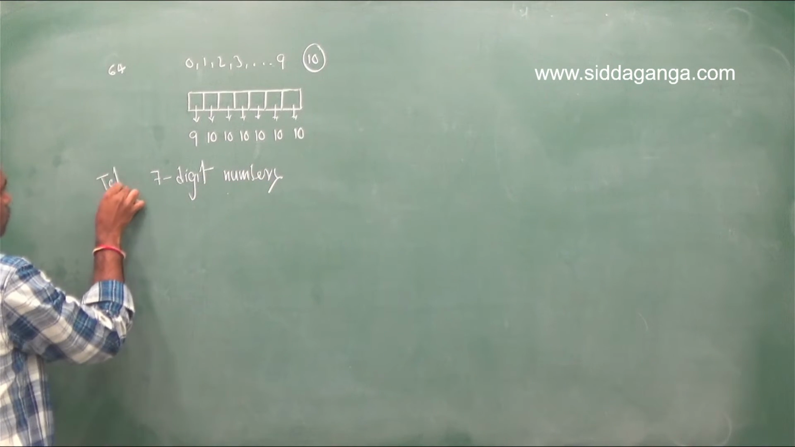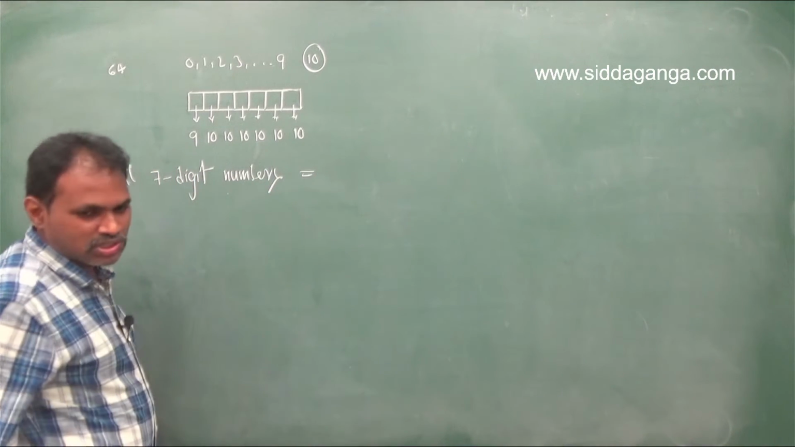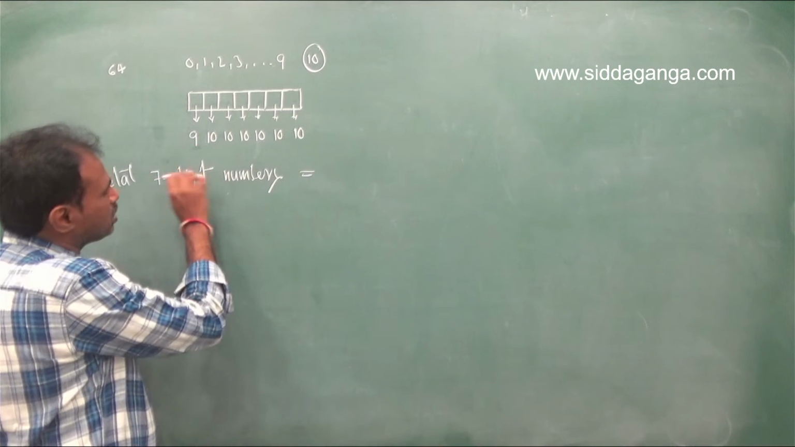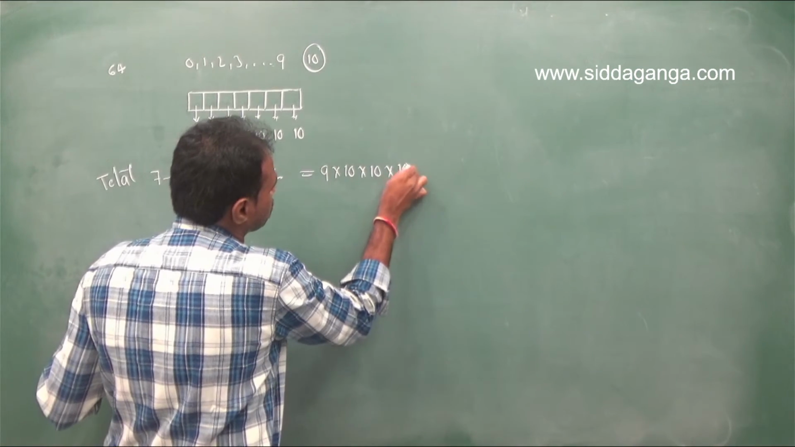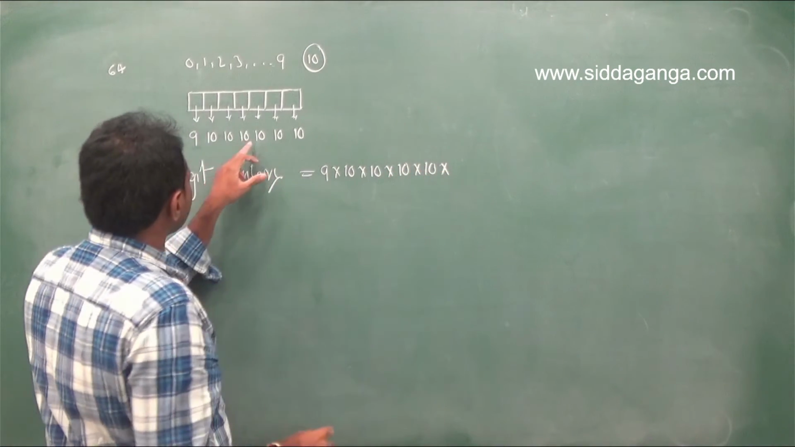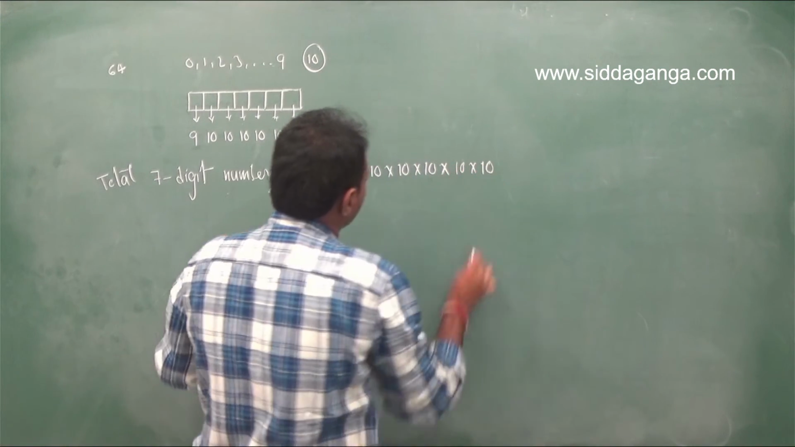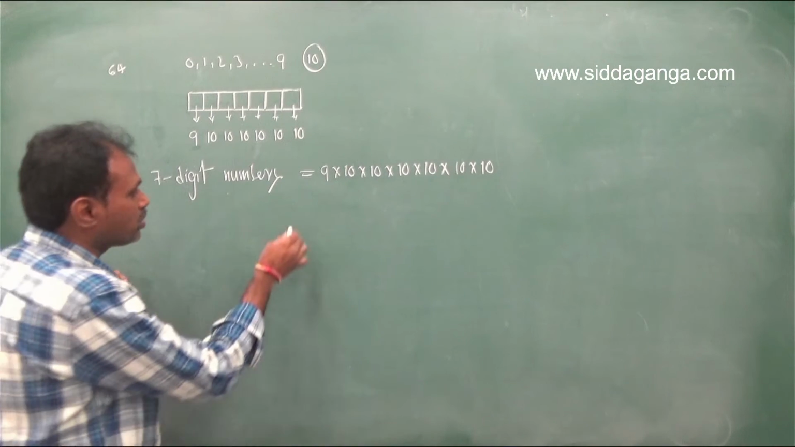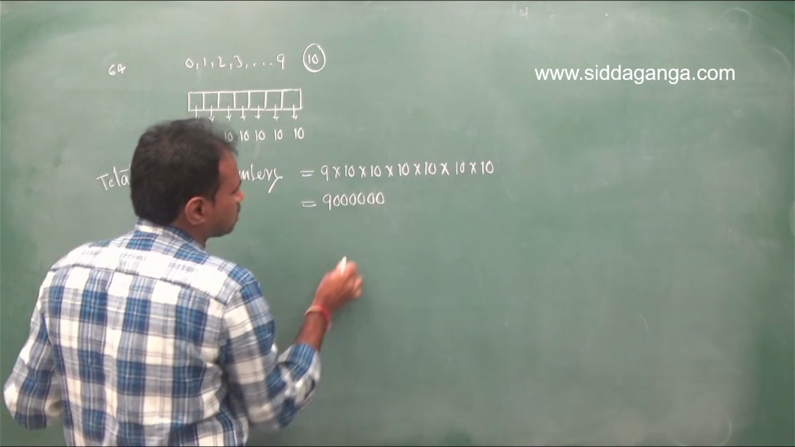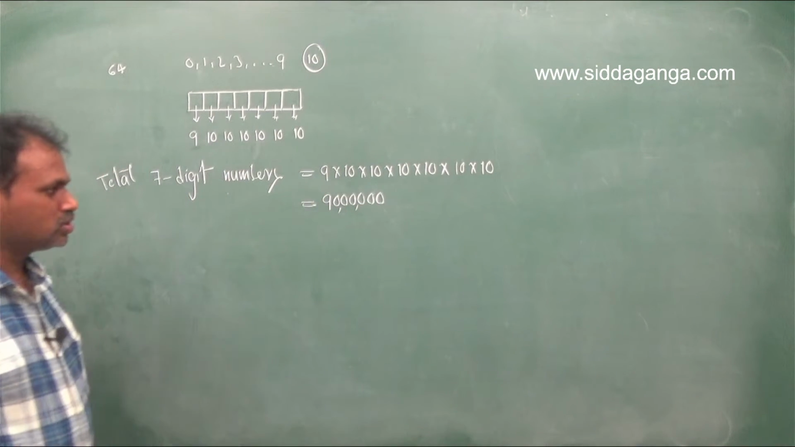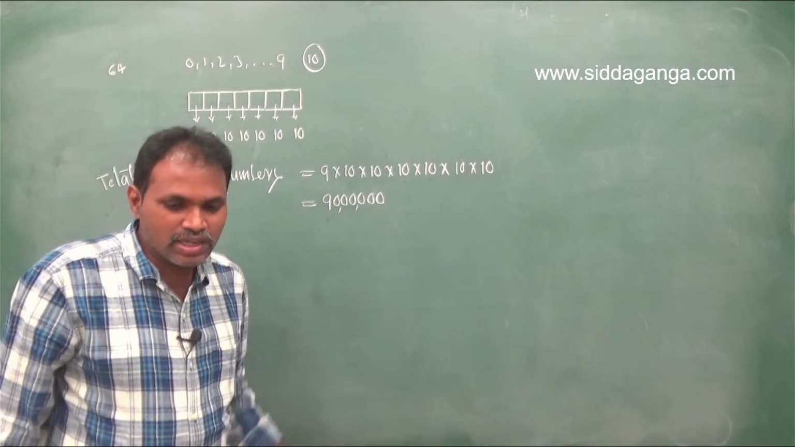Total 7-digit numbers equal to, by using the fundamental theorem, 9 into 10 into 10 into 10 into 10 into 10 into 10, that is 10 six times. Therefore it is 9 into 10 to the power 6, which is 90 lakhs. Total 7-digit numbers are 90 lakhs.